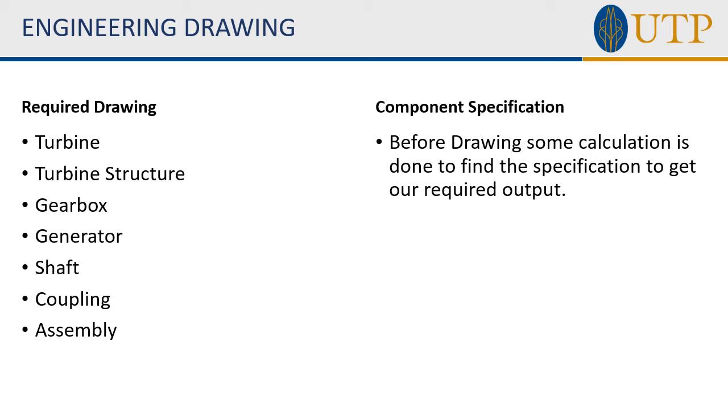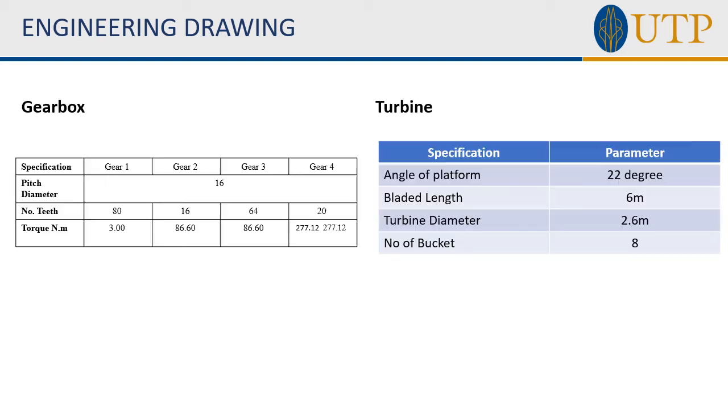Before we did our engineering drawing, some calculations were done to find the required specifications of the components in order to get our desired output during assembly, so that our system can run smoothly. For the next slide, we show some examples of the specifications for the project.